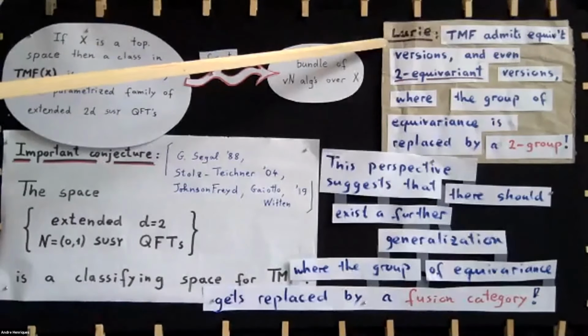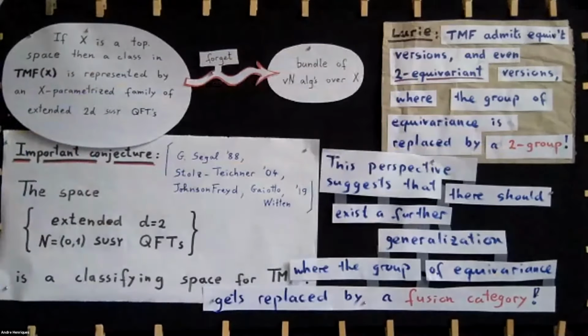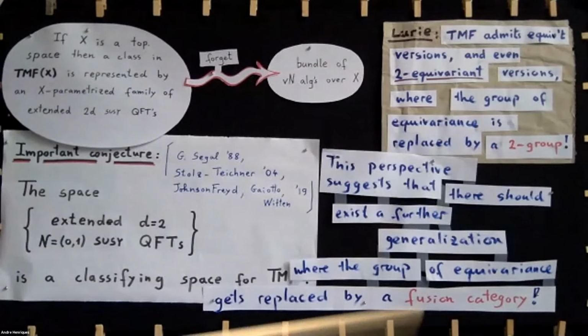And so I would like to propose a conjecture that there exists a generalization of this two equivariant TMF, where, instead of a two group, you can take an arbitrary fusion category.